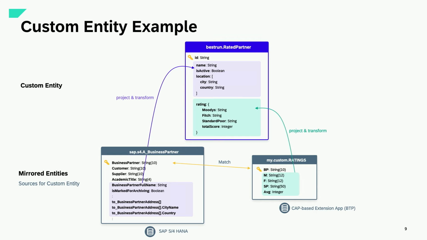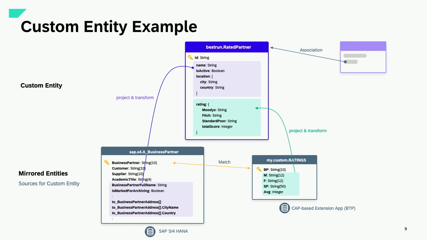I include these entities from my ratings object also in this rated partner. Again, same mechanism. I can rename. I can do a lot of things to make it nicer. And with the goal of letting my developers work on my specific rated partner entity.